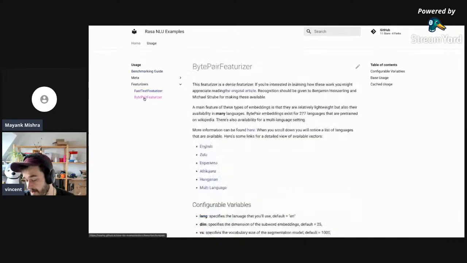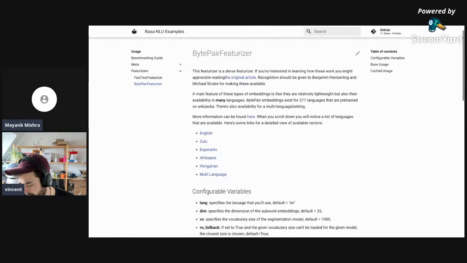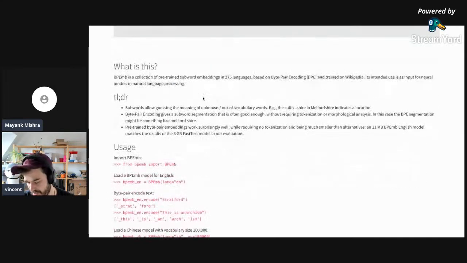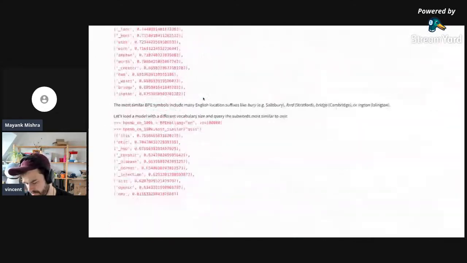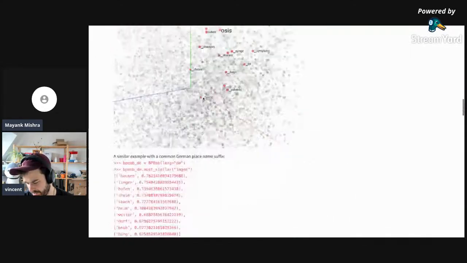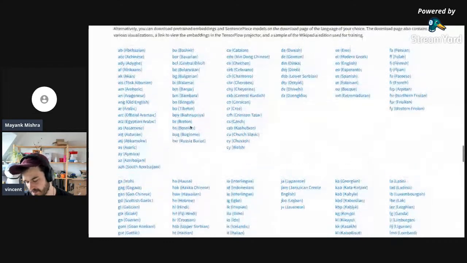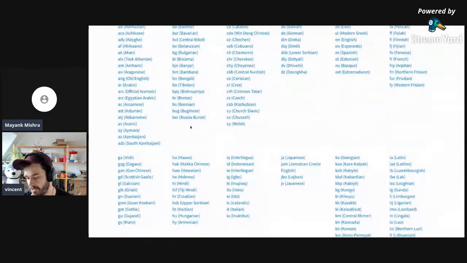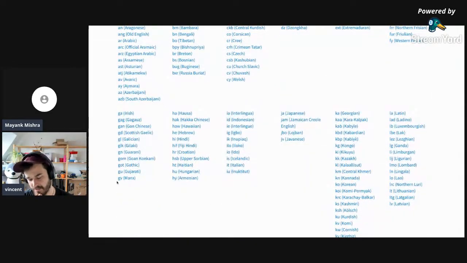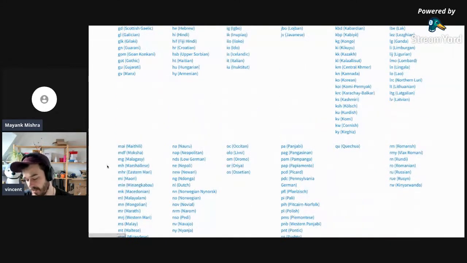The Byte-Pair embeddings are available in 277 languages. If you go to their website, you have to scroll down quite a bit, unfortunately, but there's a lot of languages. I wouldn't be surprised if there's a couple of dialects of Indian here as well, so there's definitely something to play with.